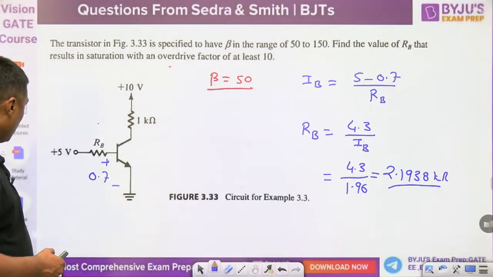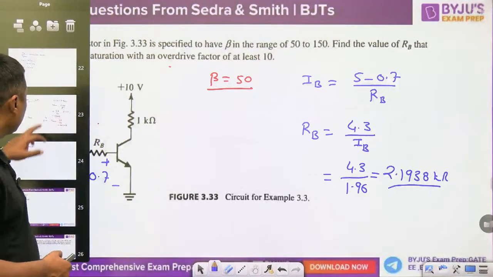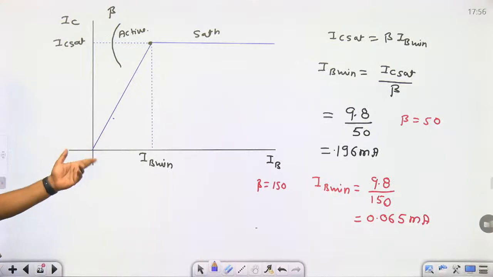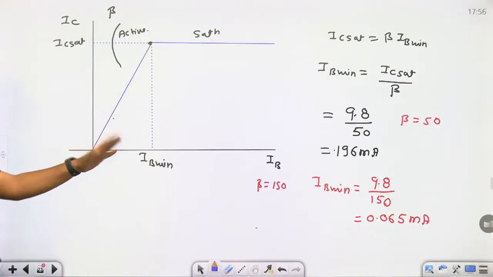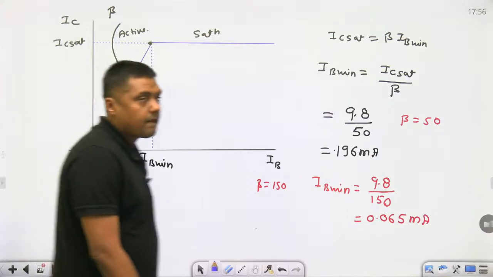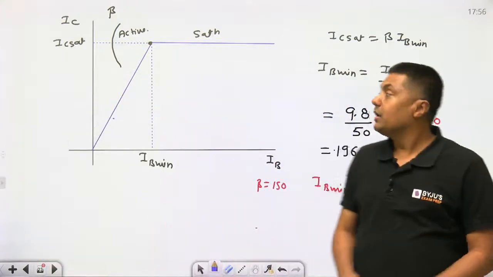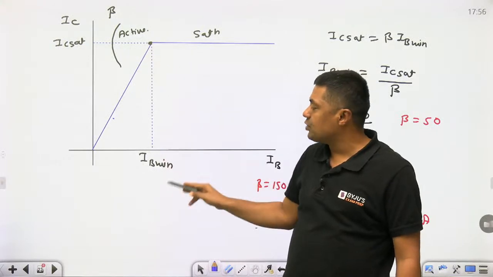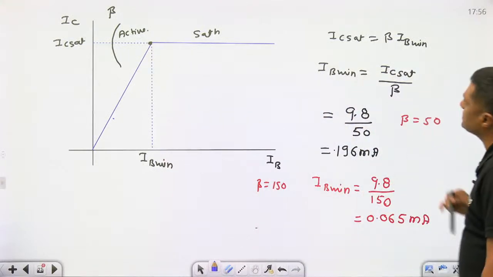At least 10. Now Bhanu, it is clear what the overdrive factor is. And remember this diagram. If IB is less than IB minimum, it is in the active region. If IB is greater than IB minimum, it is in the saturation region. Exactly at the boundary, it will satisfy IC sat equal to beta times IB minimum. So you can find this.